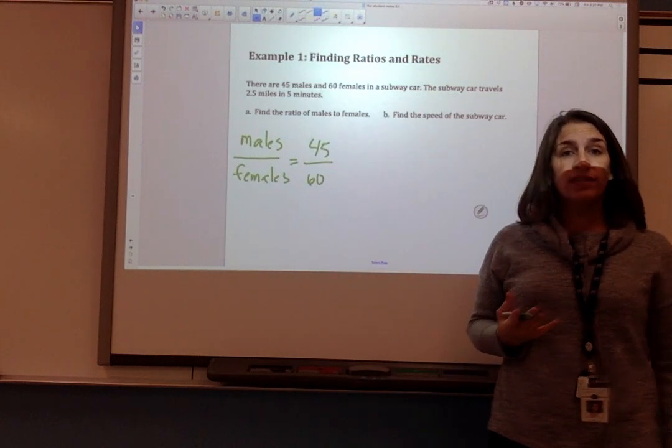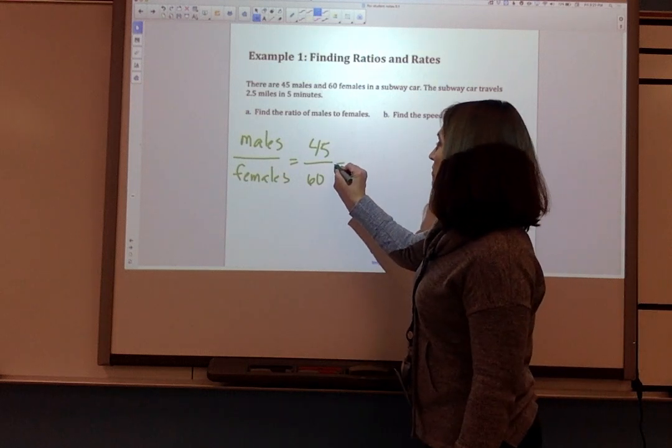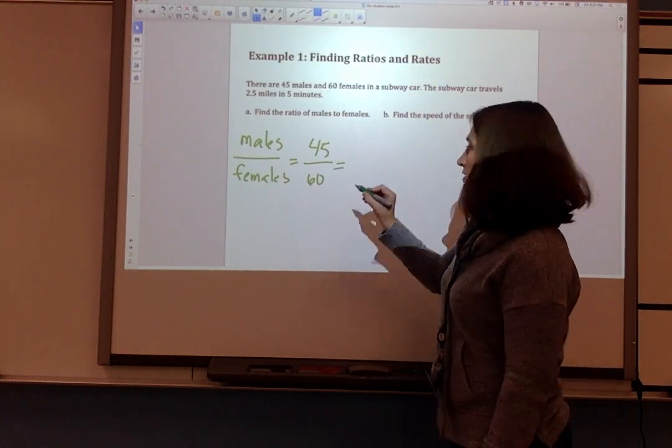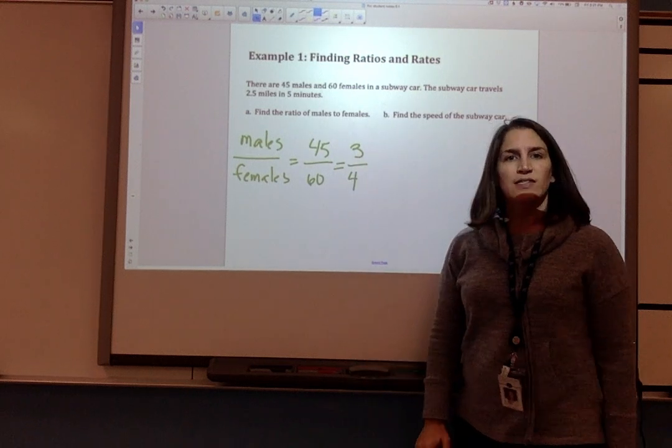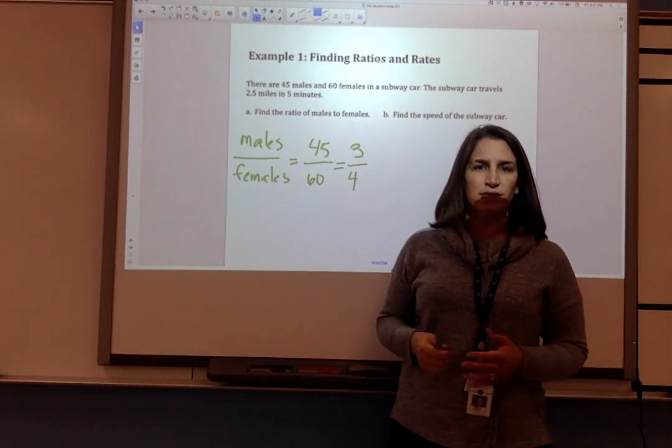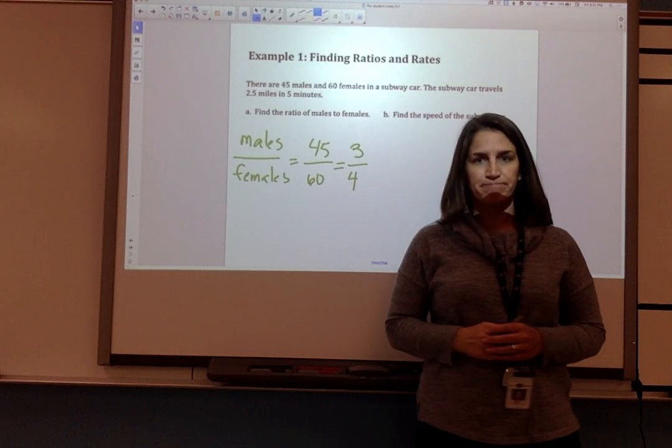Now, we can reduce this ratio because both numbers are divisible by 15. So when we divide by 15, we get 3 over 4. So that means for every 3 males, there are 4 females.